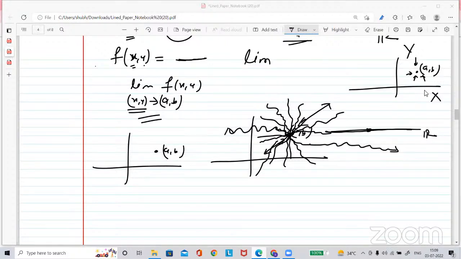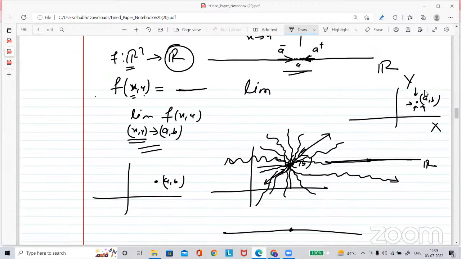Now, as we are approaching (a, b), what is the limit? Our function is from R2 to R, so the output lies only on the real line. Whatever approach we take, the output is only somewhere on this line. There is no left and right term here. Whatever approach you take, your output will be somewhere around here.